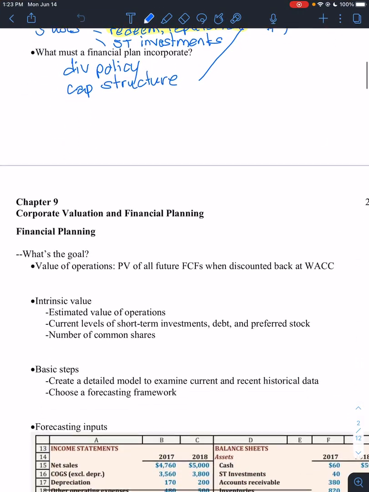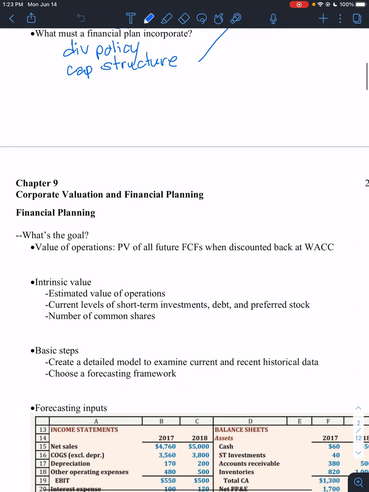All right. So financial planning. Whole goal of it is to basically come up with something that will maximize the value of the firm, right? Maximize the value of the operations of the firm, since that's where the value of a firm comes from, its operations, of course. We've already hammered this in 10,000 times.